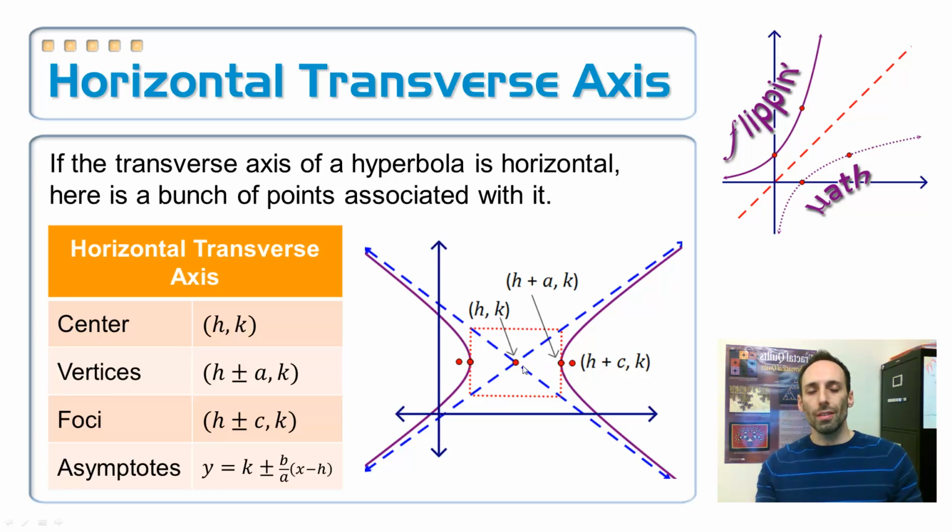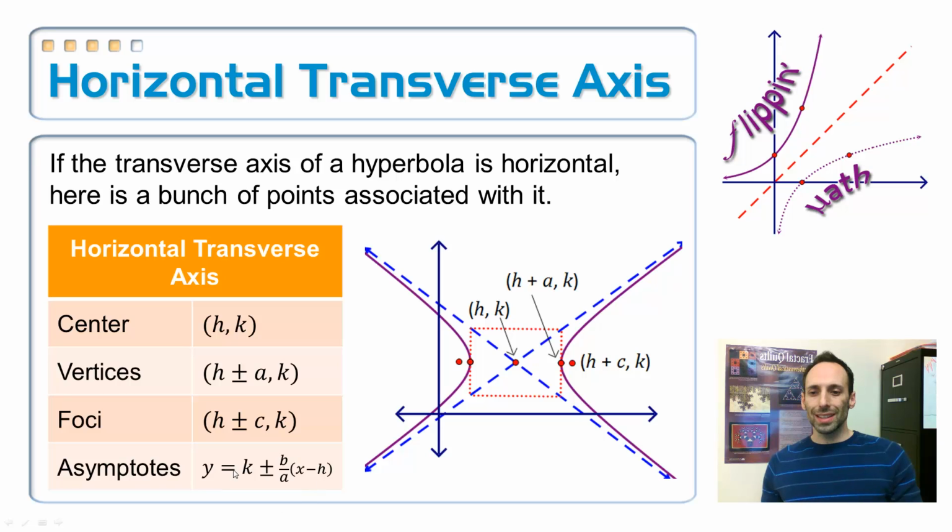Now this part's not on there, but if I were going to do the conjugate axis, and that's what I'd want to do to make this little rectangle up here, I would start from the (h, k) again, and then I would move up b units. So that would affect the k, so that'd be k plus b units, and then also down b units in order to make that rectangle.